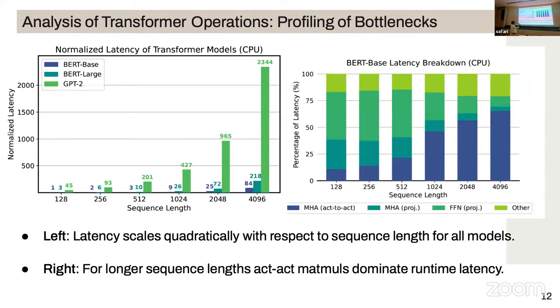And if we just focus now on the BERT style models, so that's the blue and the dark green one, we see if we break down latency, what is actually dominating the latency? Well, as we increase the sequence length, it's the activation to activation matrix multiplications, the blue part, that seems to dominate. So that's what's causing the latency as we increase sequence length.